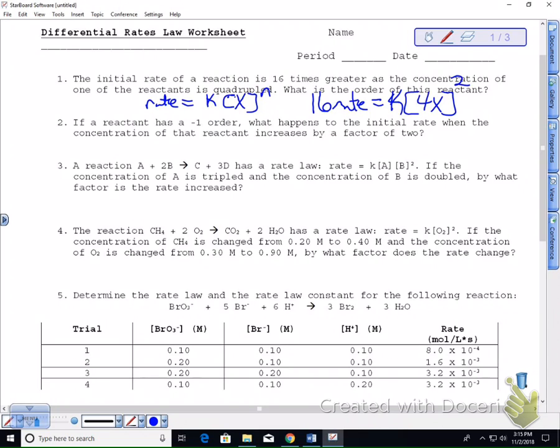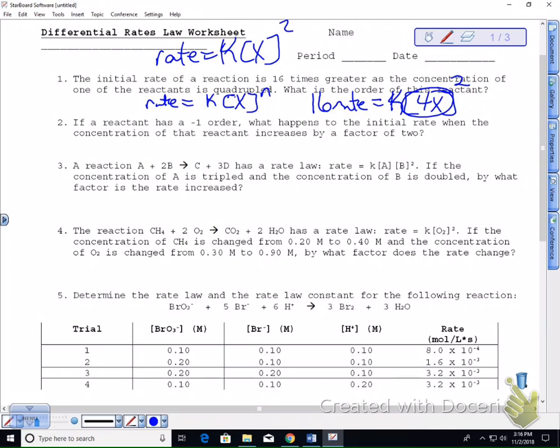That means whatever this quantity is here is going to be squared. So I quadruple it, and if it's a quadratic function, quadrupling a quadratic, that gives me 4 squared when it goes to 16 times greater. So that is the answer here. This would be a second order rate law. So rate would be K and then the concentration squared.